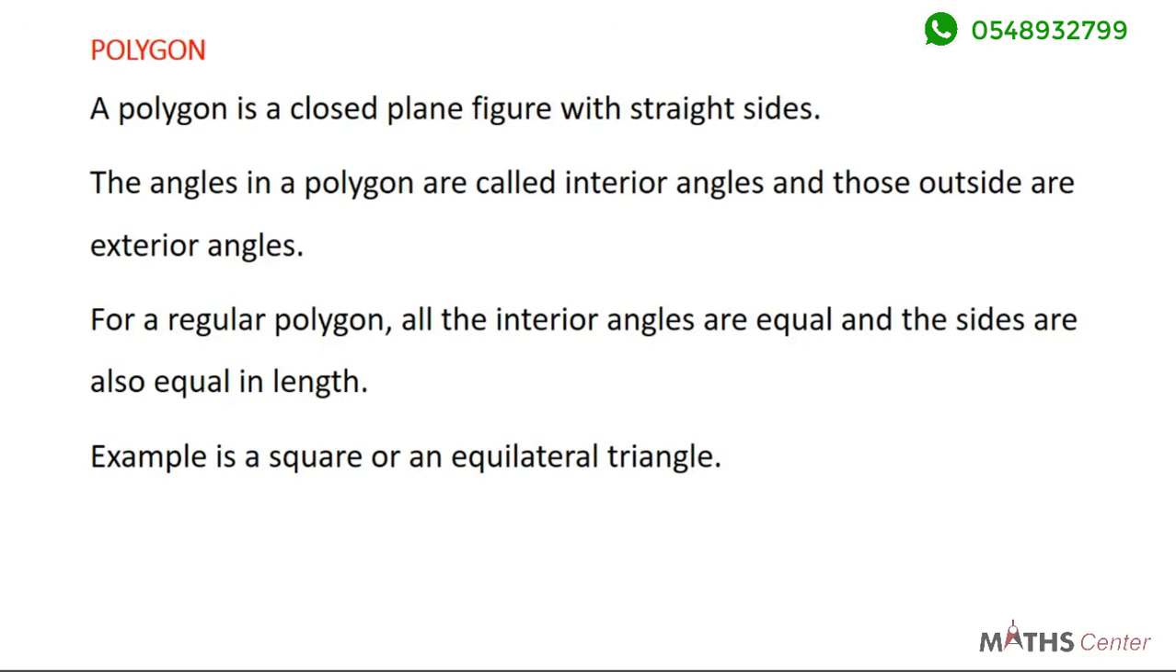So for any regular polygon, all the interior angles are equal and the sides are also equal in length. Examples of regular polygons are squares and equilateral triangles. For squares, you see that all the four sides are equal. Then the interior angles are also equal. The same thing applies to equilateral triangles. All the sides are equal and the interior angles are also equal. When you have a polygon like that, we say that you have a regular polygon.